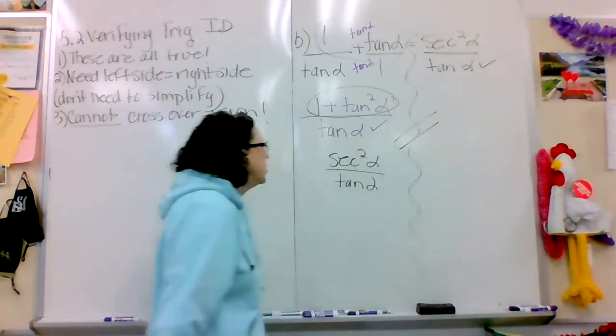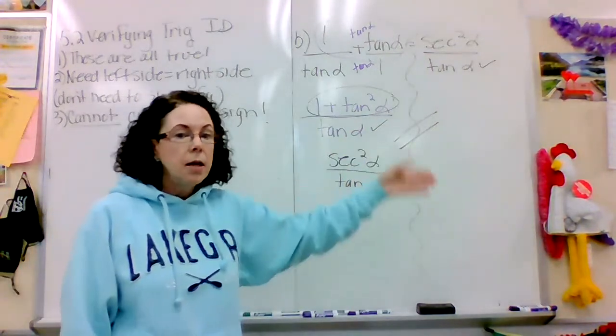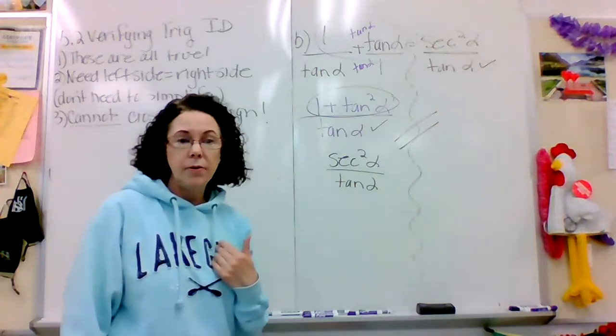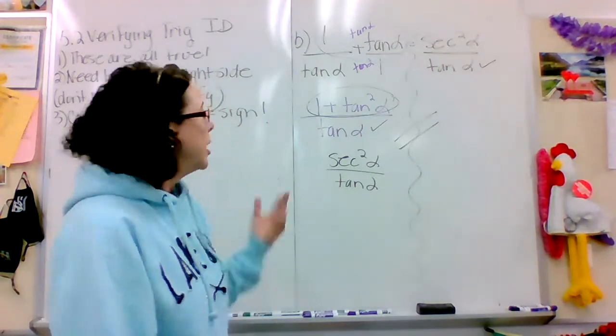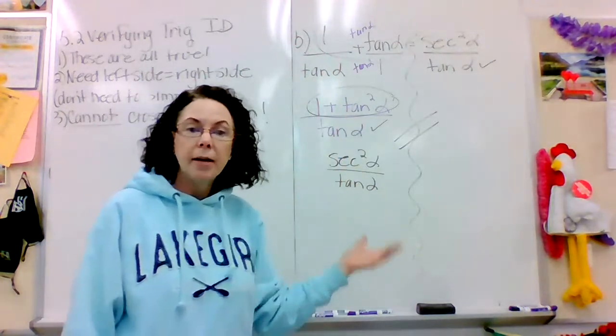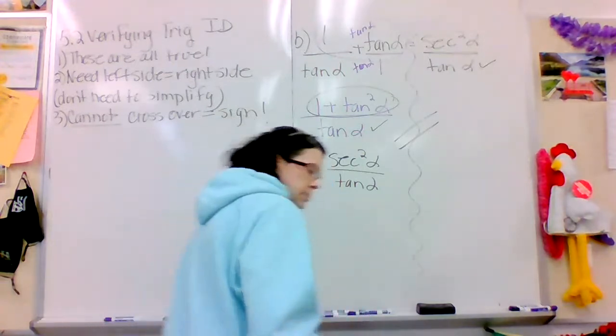They are, I am done. They are now equal to each other. Do I need to simplify both sides? Do I need to get rid of a denominator? No, I don't. They are equal. I am done. If you had turned everything into sine and cosine, your expressions would look different than mine, but they would be true. Last one.